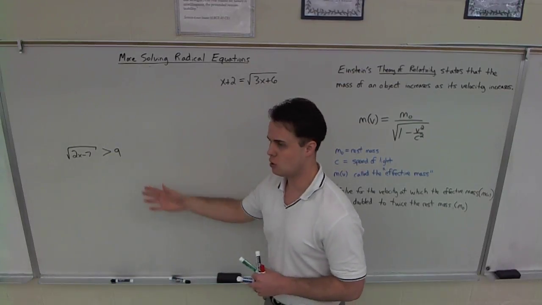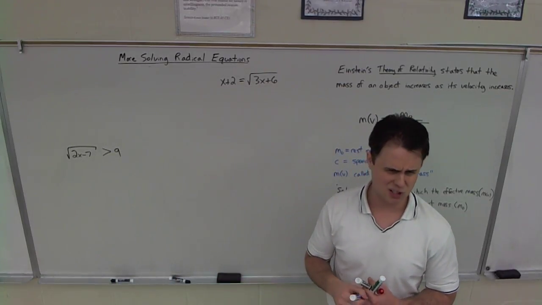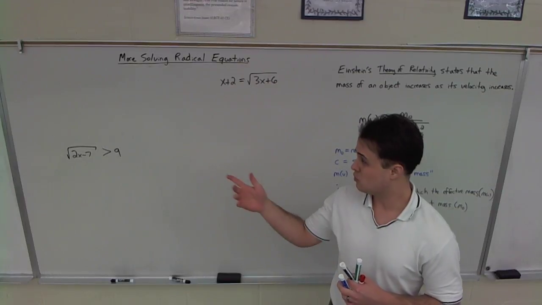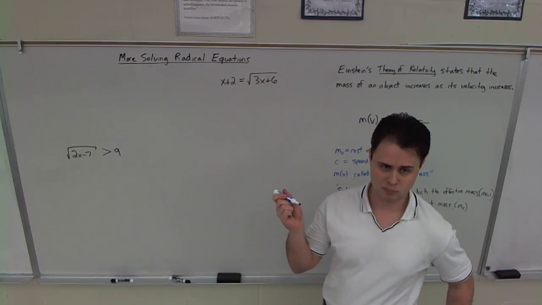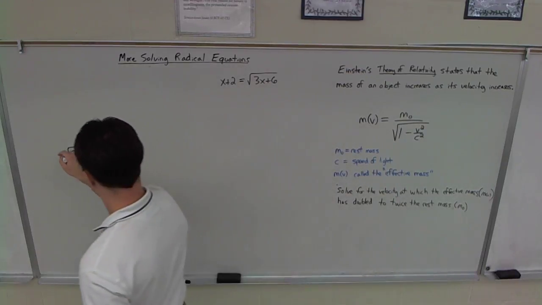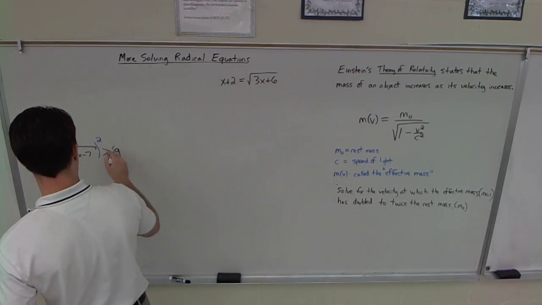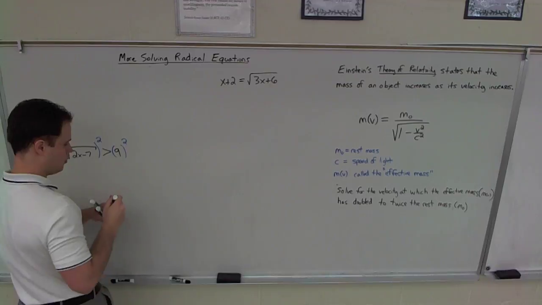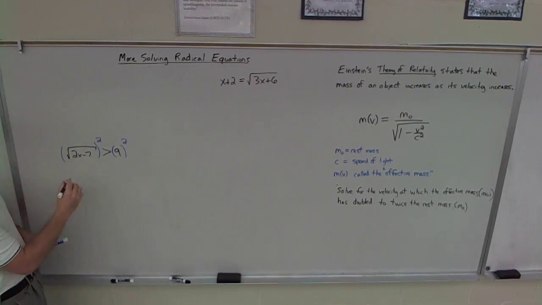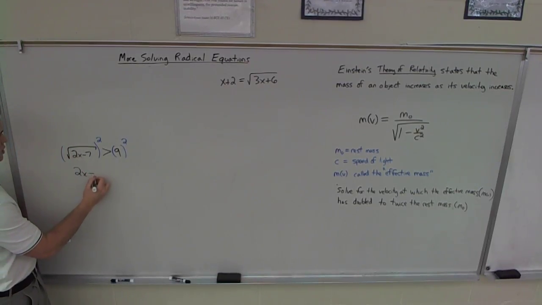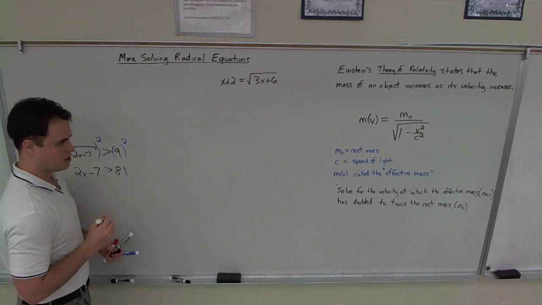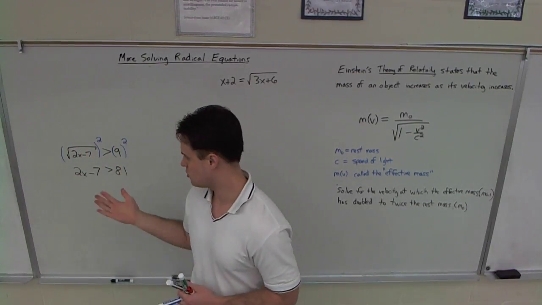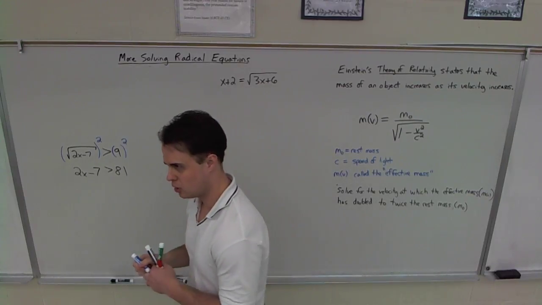Second one is an inequality, and I think this one is a pretty easy inequality though. The radical is already isolated, so what do I do to get rid of it? Square it. If it was 4th power, I'd 4th power it on both sides, doesn't matter. So I have 2x minus 7, those cancel out, is greater than 81, and now I'm solving an inequality. It's just a nice easy linear inequality, right?